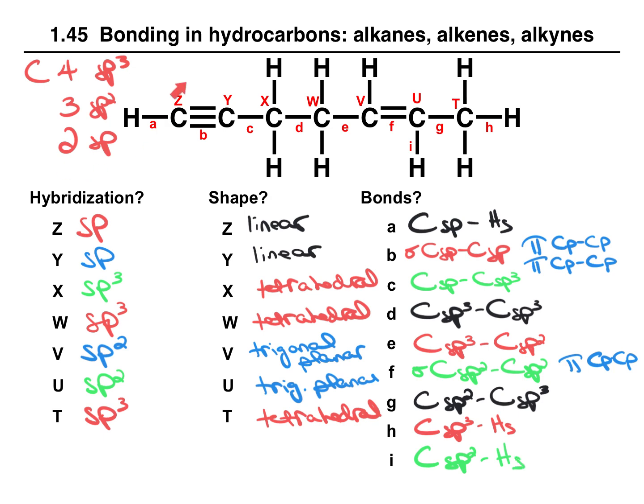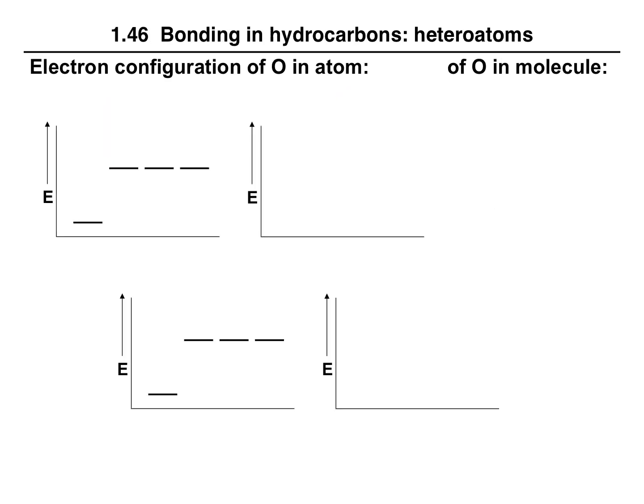So by focusing on how many groups are connected, we can determine the hybridization, we can determine the shape, and then by looking at the hybridization of the atoms at the end of the bond, we can also figure out which orbitals overlap to create a particular bond. Now we've been focusing on carbons, which could be sp3 hybridized, sp2 hybridized, or sp hybridized. What about other elements? Well, the same thing can apply.